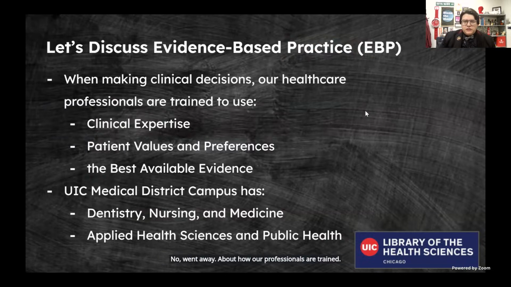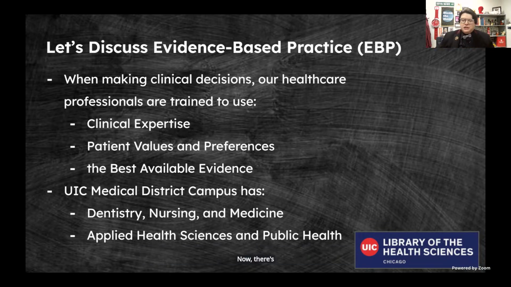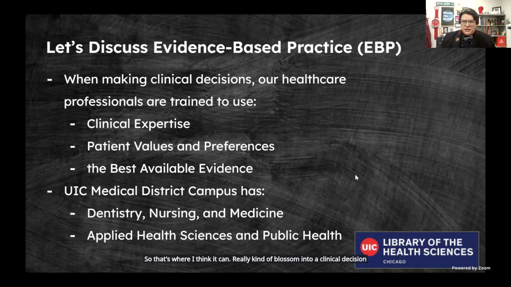So the 3 pillars of that include clinical expertise, patient values and preferences, and then the best available evidence. Now, there's a little bit of room there to include professional opinion and things like that. So that's where I think it can really blossom into a clinical decision made by a professional opinion with someone who's had the experience and has done the research.